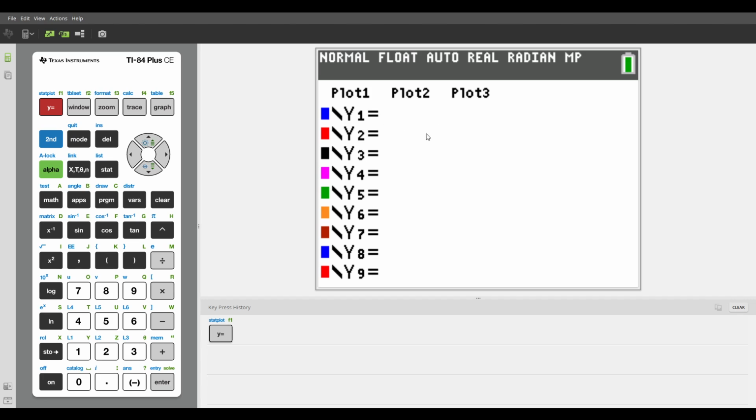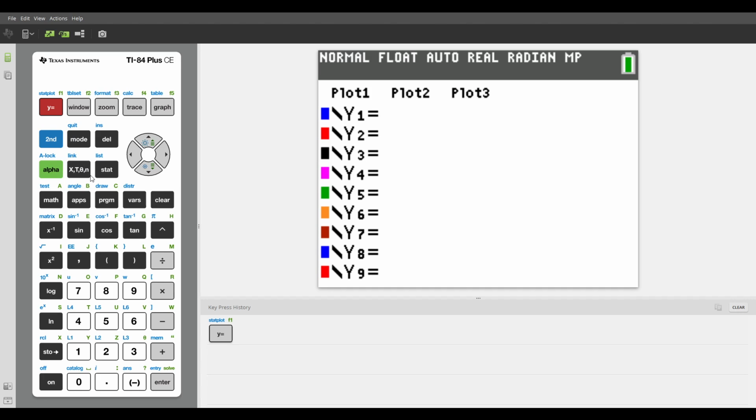If you have something in here already, you can just hit the clear button and it'll get rid of that equation. So the equation I'm going to graph is a quadratic. Right? So I'm going to graph x squared minus 8x plus 13. So the first thing I need is an x.